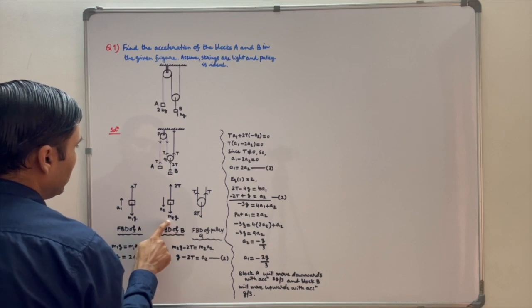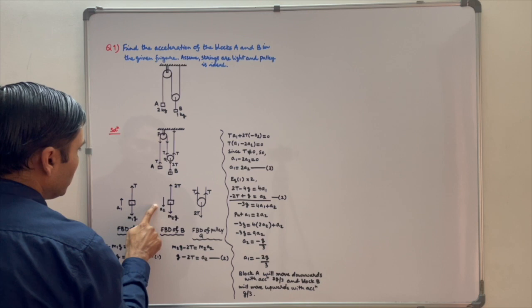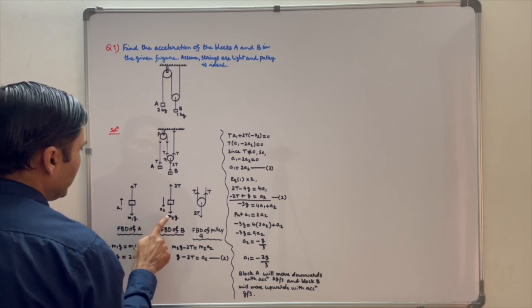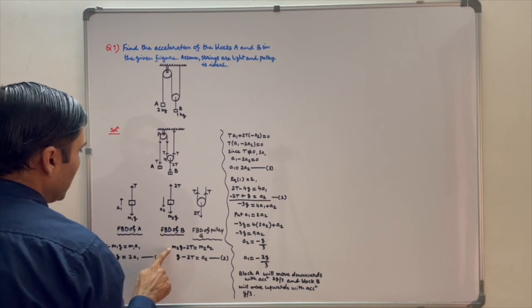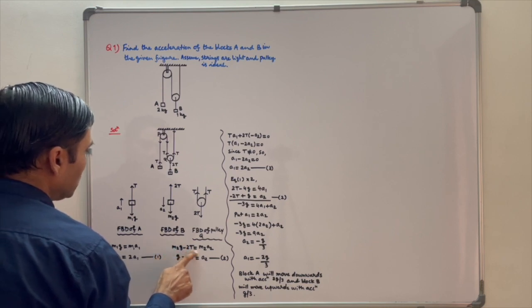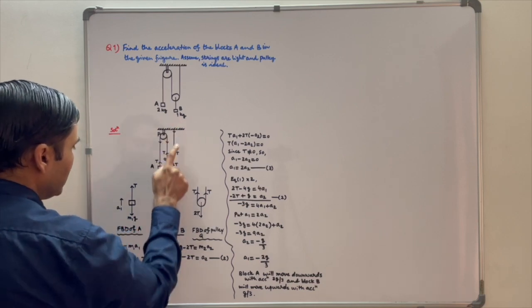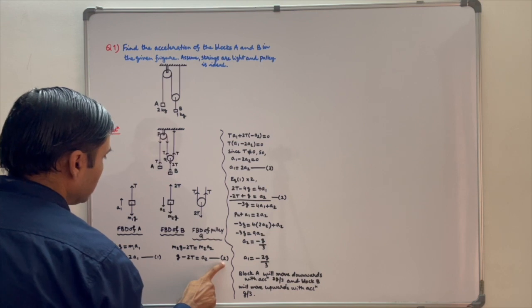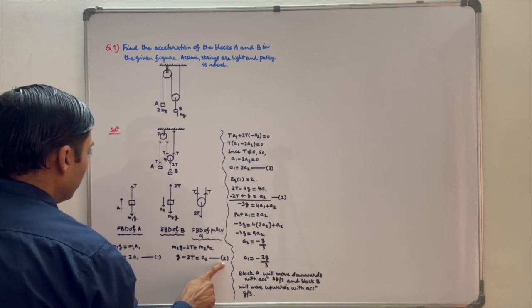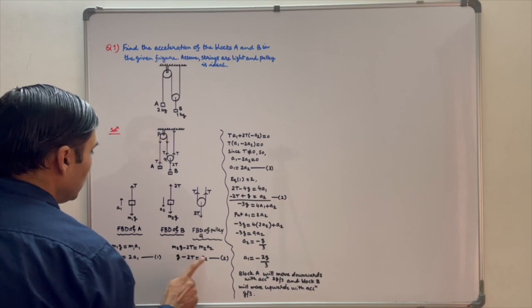M2g is its weight. Since this block is moving downwards, the net force on it will be downwards, and that will be M2g minus 2T. So the equation of motion will be M2g minus 2T is equal to M2a2. M2 is given as 1 kg, so g minus 2T is equal to a2. This is the second equation. We have got three variables a1, a2 and T, and only two equations.